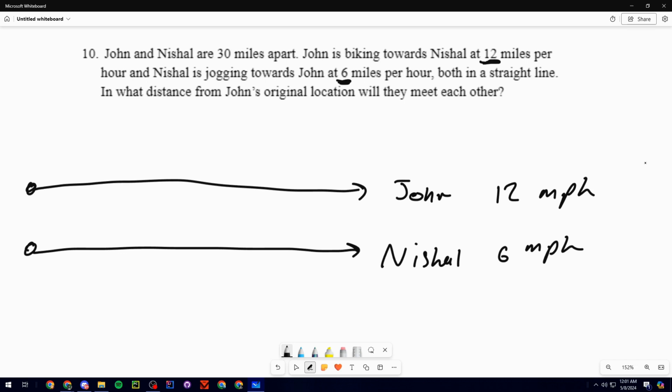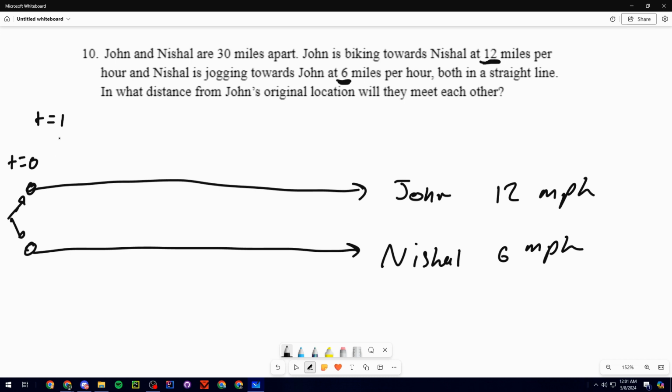Now, let's just have time equals 0, right? That's just here. They're both at time equals 0, right? They're both at the position 0. Now, what happens if the time equals 1? At time equals 1, the 1 is just arbitrary, right? I'm just going to say 1 hour.